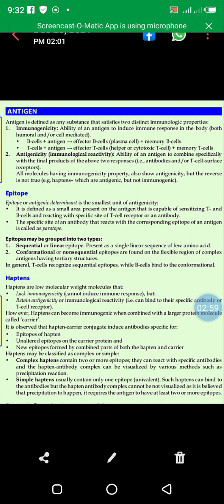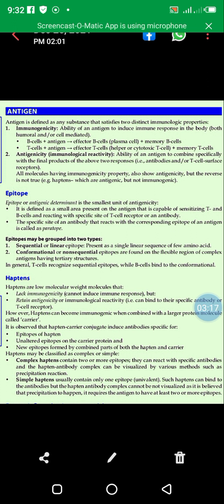It is observed that hapten-carrier conjugate induces antibody specific for the epitope of the hapten, unaltered epitope on the carrier protein, and new epitope formed by combined parts of both the hapten and carrier protein.